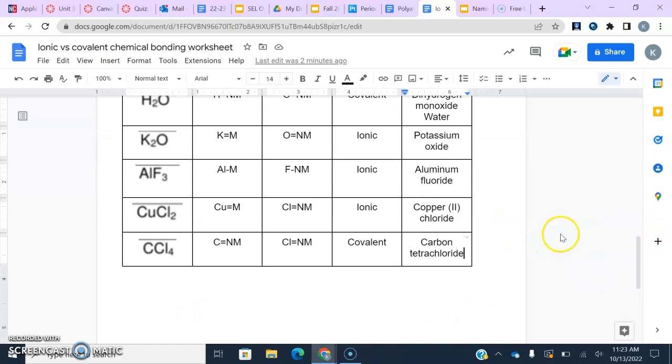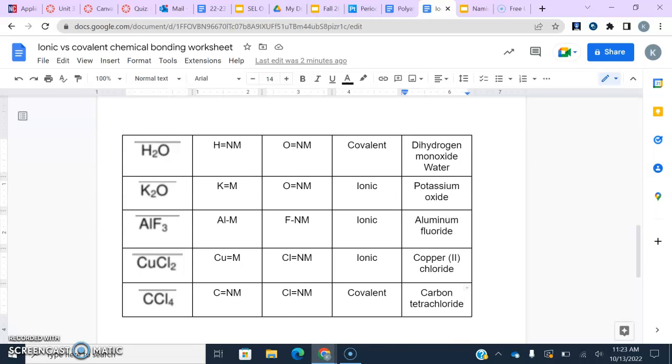So that's the rundown. I hope this helped. If not, let me know. We can do it together on Zoom.